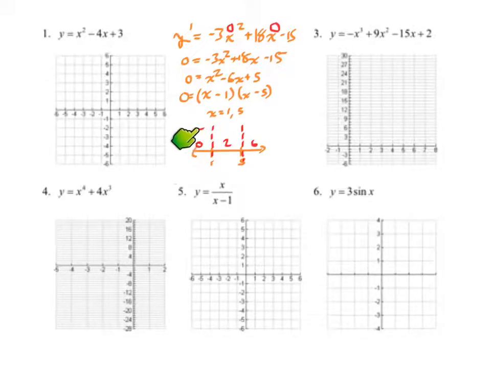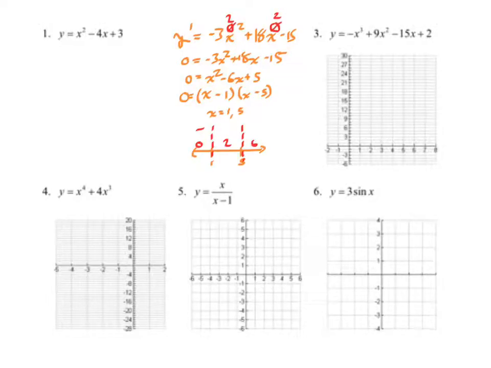When I plug in 0, that one's pretty simple. I find out that my result is going to be negative. I get a negative 15. That's all you need from that. Now let's find the sign of the next interval. So when I plug in 2, I get negative 12 plus 36 minus 15, and that's going to end up being negative 27 plus 36. So that means I'm going to get a positive number in between the 1 and the 5.